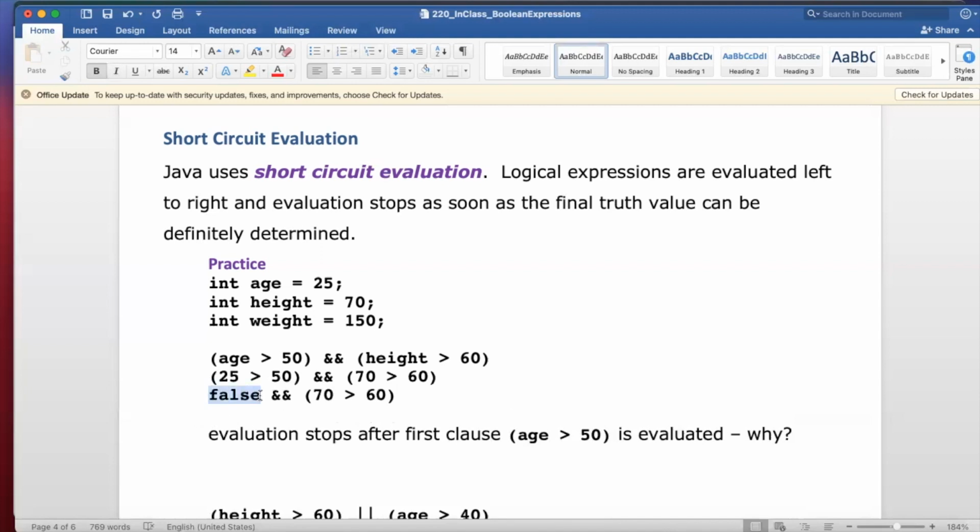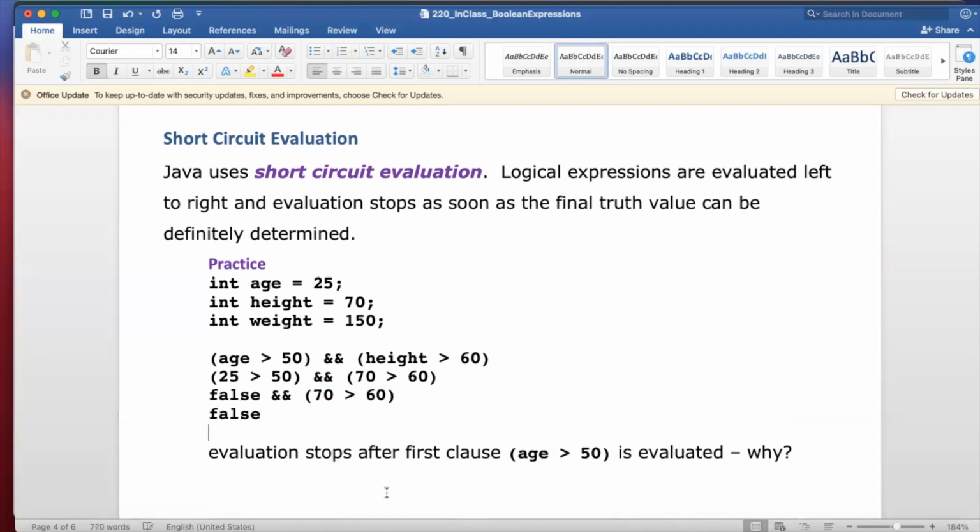And because we already know that the first operand is false, it makes absolutely no difference whether the second operand turns out to be true or false. Regardless of that, the final answer is going to be false. So as Java is using short circuit evaluation, it stops evaluating the expression after it evaluates is age greater than 50. And that's because that part of the expression is false, which means that the overall expression's result is known and we don't need to waste time evaluating the second portion of the expression.